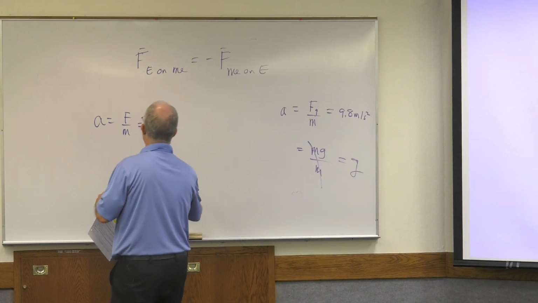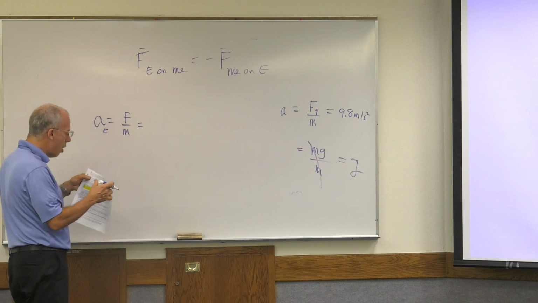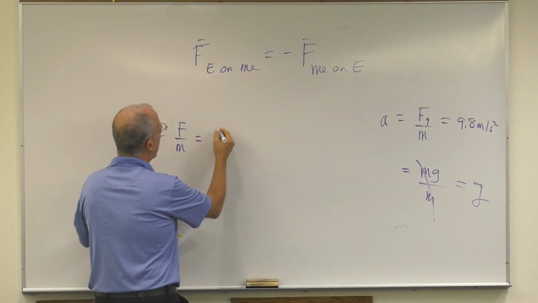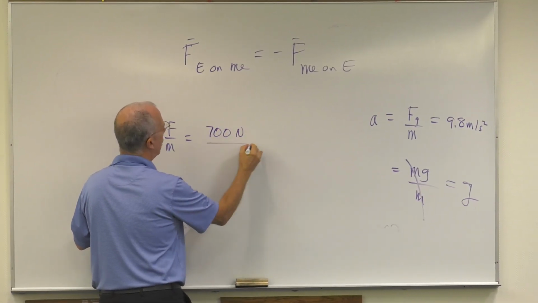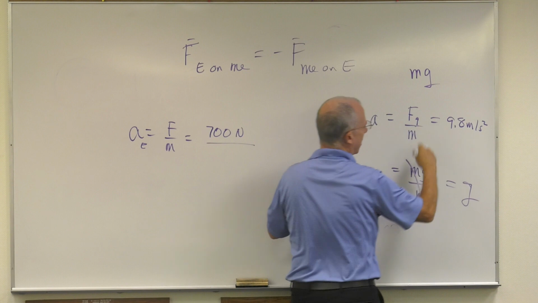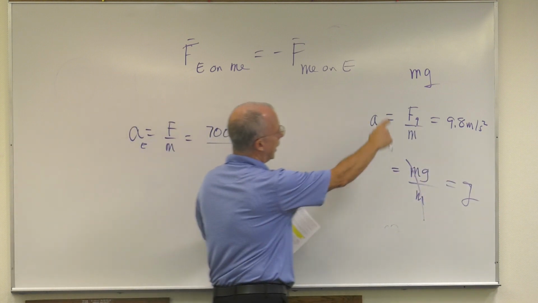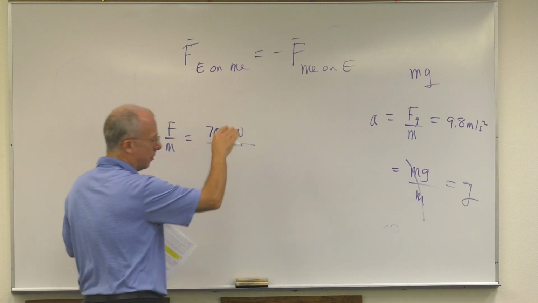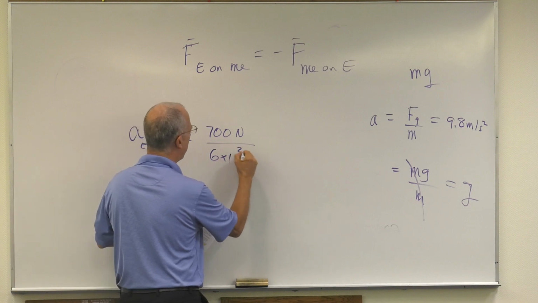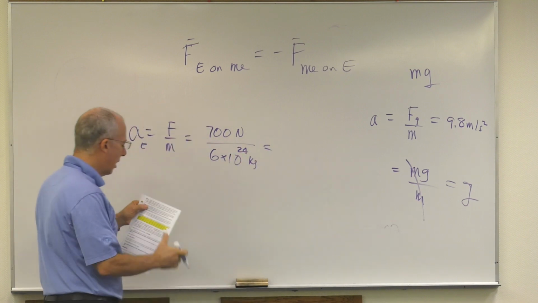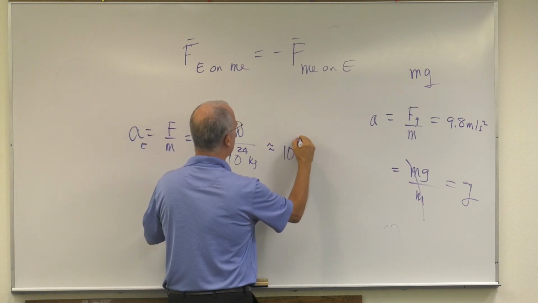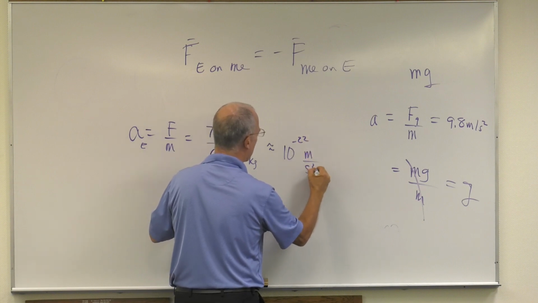Now, what's the acceleration of the Earth? Whoa! Well, that's the force, so let's say my weight is 700 newtons. Remember, it's mg, so let's say my mass is 70 kilograms times 9.8, like 700. I'm just being approximate. But what's the mass of the Earth? 6 times 10 to the 24th kilograms. So therefore, what's the acceleration of the Earth? It's approximately 10 to the minus 22 meters per second squared.